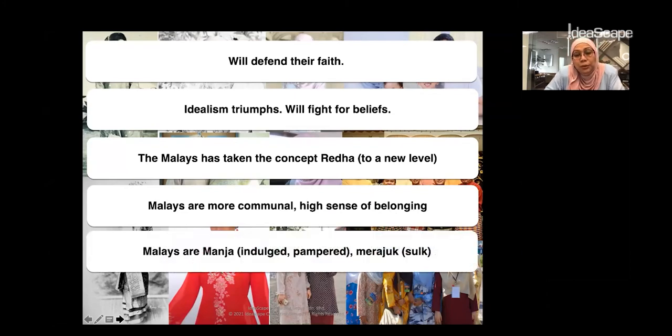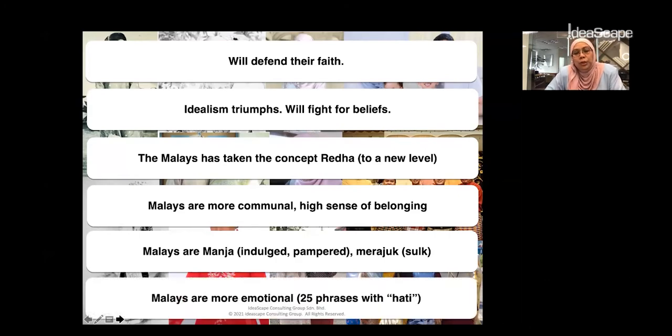Yeah, Malays are also very manja. How do I translate this into English? I try to find the English words. It's probably indulged, pampered. We love to have it given to us. We like to be treated like we are important. And when I was in sociology back in my undergrad days, the couple of words that only exist in Malay vocabulary are amok and merajuk, rajuk, you know. Many other cultures do not have this. Just keep this at the back of your mind, yeah?